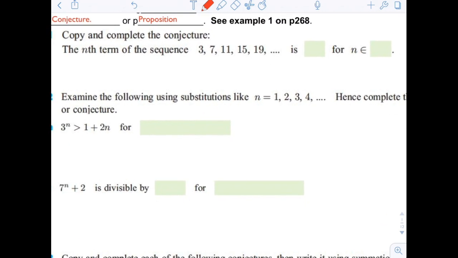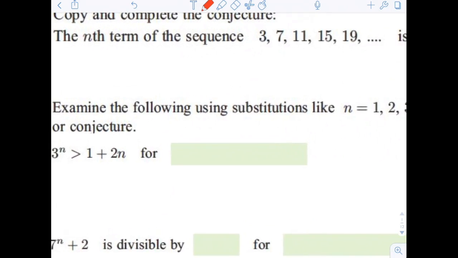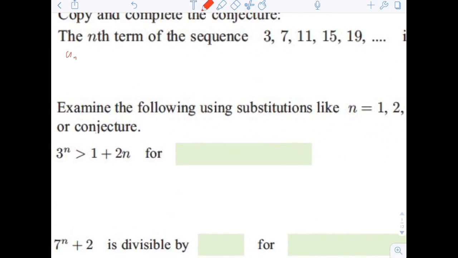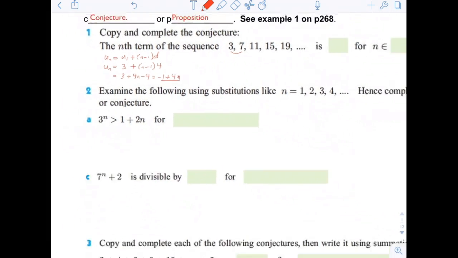So if you remember, the equation for an arithmetic sequence term is u subscript n is equal to u subscript 1 plus n minus 1 times d. And here d is 4 because there's a space between each set of numbers. It's 4 units. So we could say that the first term is 3, plus n minus 1 times 4. So that's how we find the nth term of the sequence. If we want to simplify it, we could write 3 plus 4n minus 4, which is equal to negative 1 plus 4n. Okay. Now let's look at what we need to fill in here.